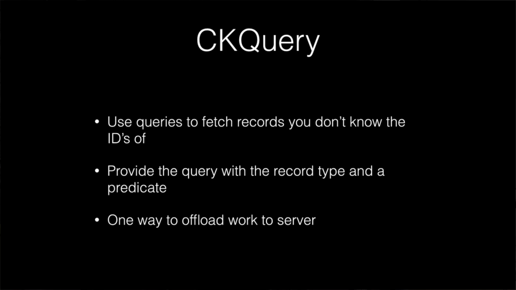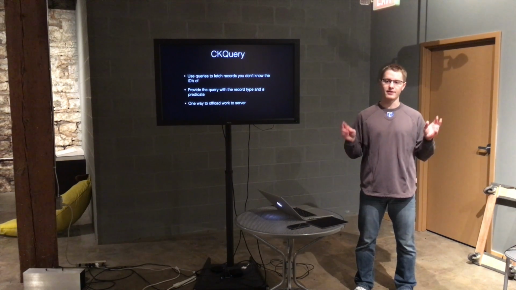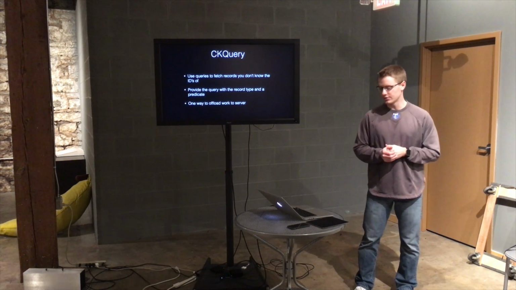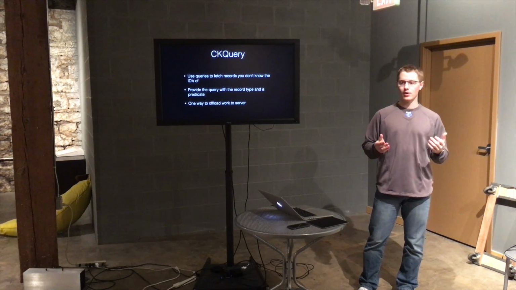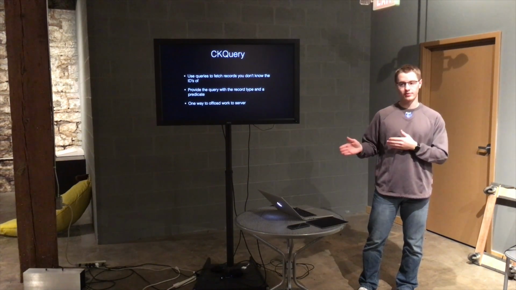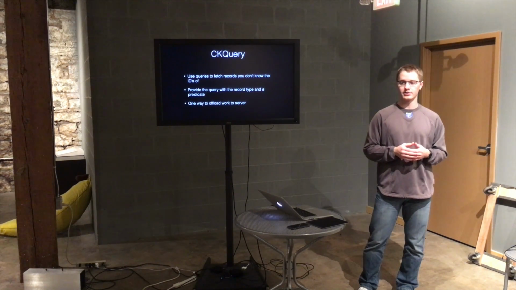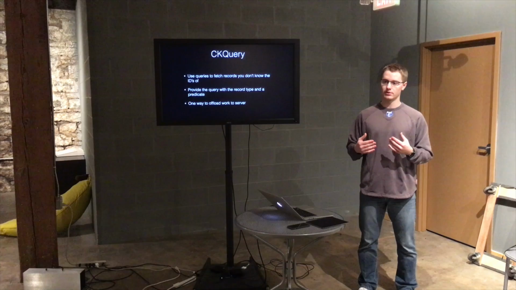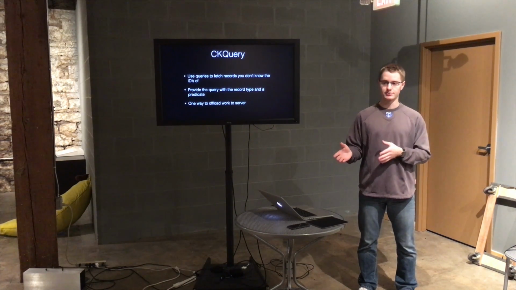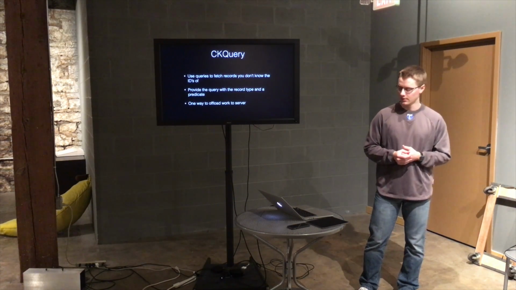So CK queries, this is how you would do what you were mentioning, like a fetch all sort of thing. A CK query allows you to say, give me all the records of this data type, and then you can provide it with a predicate as well. So give me the records of this data type that match this certain condition, and then iCloud will send you back those records that match your query.